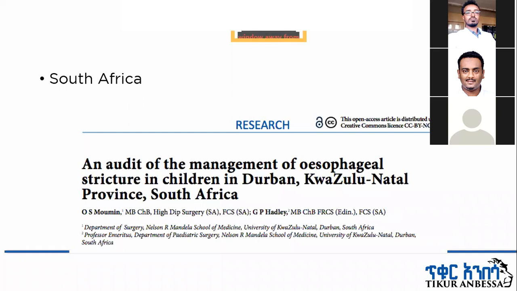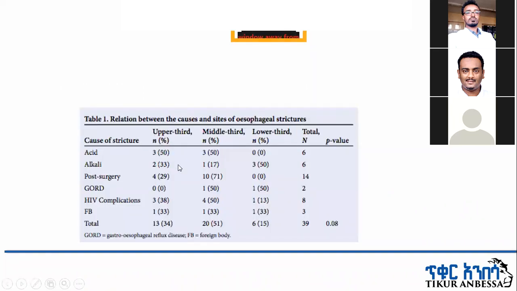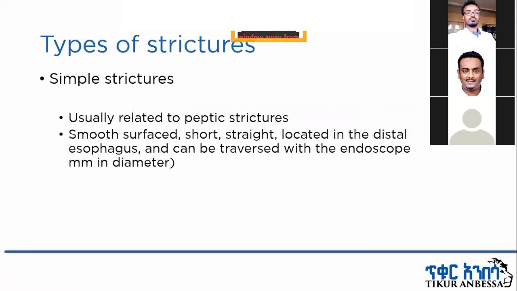So from South Africa, when they tried to look at the cause for stricture, a majority are alkali again. This is part of a suicide attempt or accidental ingestion of the alkaline material. This is a similar study. Simple strictures are usually related to peptic strictures. This is as part of gastroesophageal reflux disease. It is smooth surfaced, short, straight, located usually in the distal esophagus.